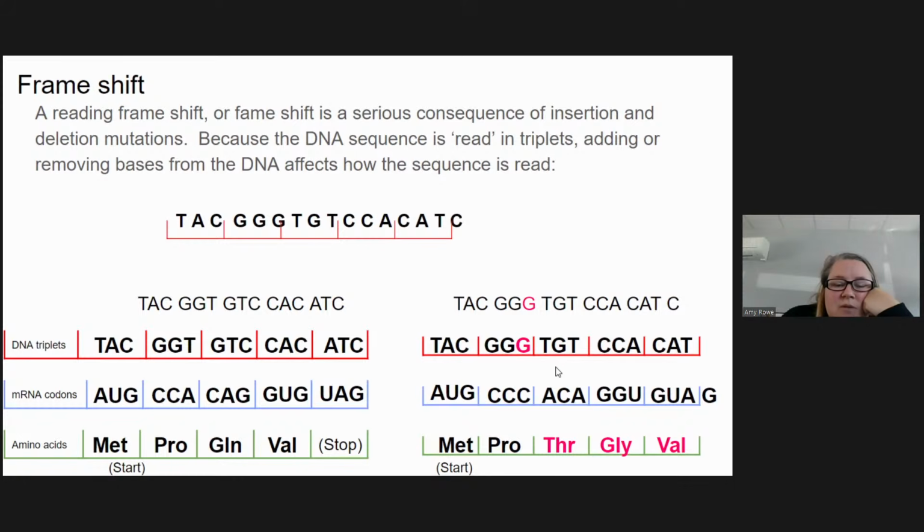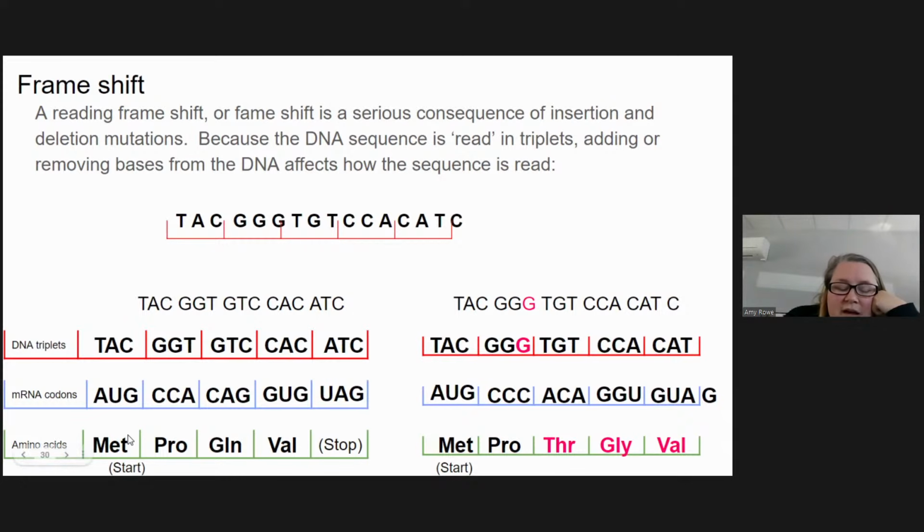Instead of GTC, we now have TGT, and so on. This affected our mRNA codons, so I have transcribed it into mRNA already. We know that this one is going to be our start codon and this one should be our stop codon. And you can see that from this codon onwards, they have all changed. So all of our codons have changed as a result of that reading frame shift. This has a serious consequence for our protein, for our amino acid sequence.